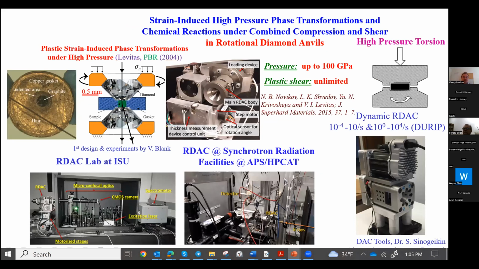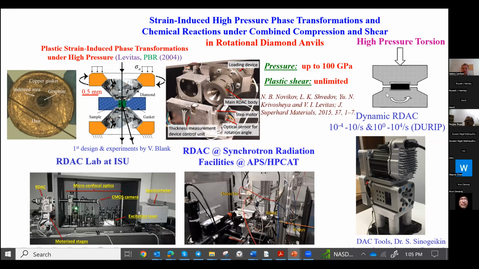So two diamonds compress the sample within or without a gasket, like in a traditional diamond anvil cell. And then we produce torsion of one anvil with respect to another and superpose large plastic shear. This is very similar to high pressure torsion, which is routinely used to produce nanostructured materials, and there is a very big community working on this topic.